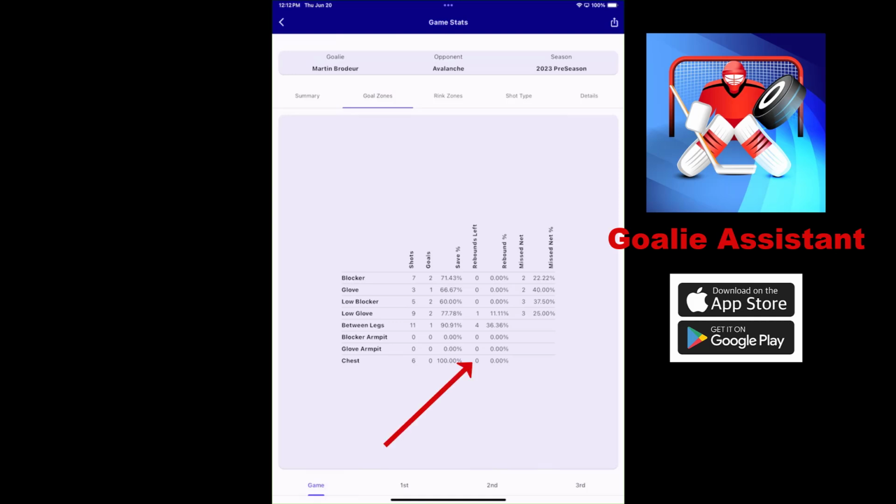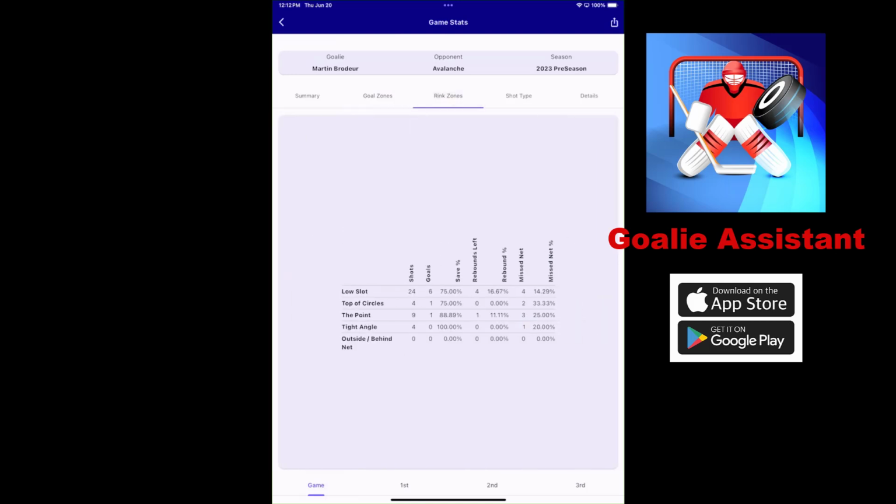And I love seeing no rebounds on chest saves, right? So that's always good. How were we in the zone? Well, we had 4 shots from a tight angle. Looks like they had a lot of pressure down low here. Let's see here. Rebounds left. We left 1 rebound from the point.